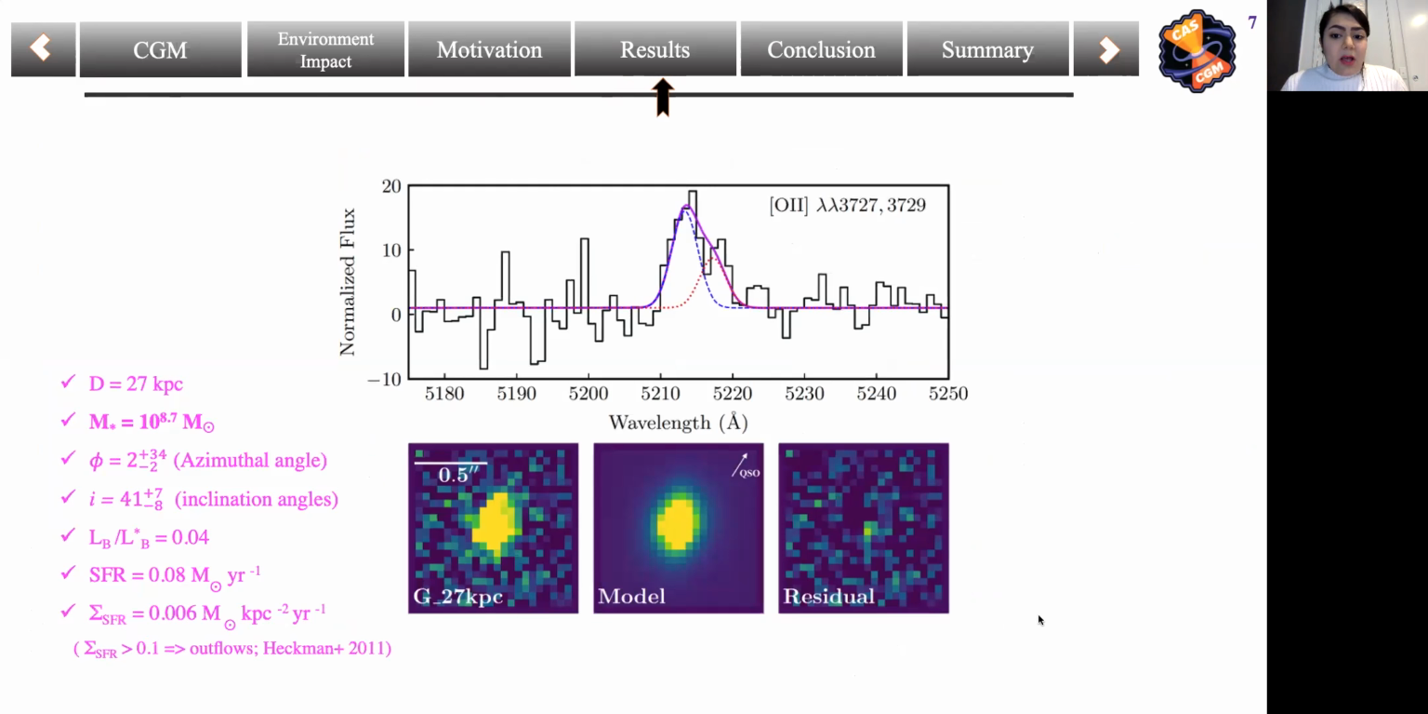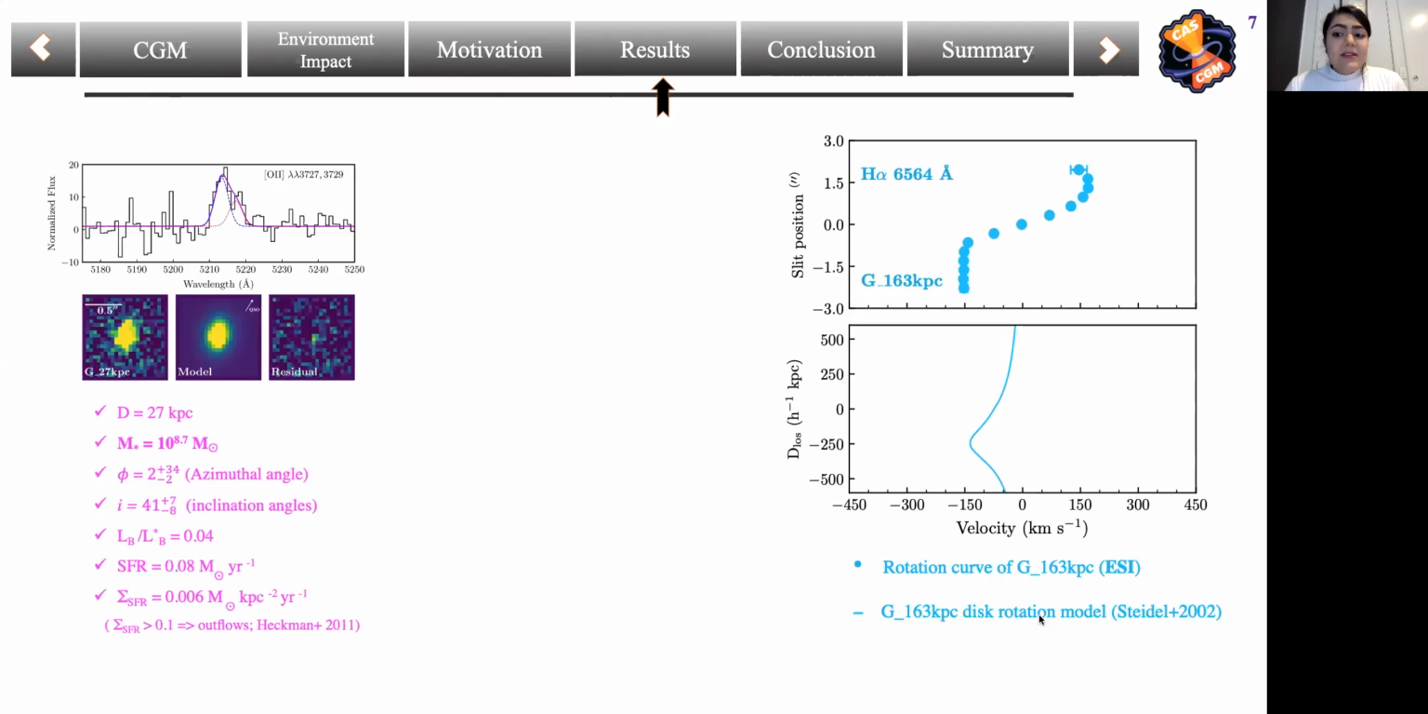On the right-hand side, the rotation curve of the massive star-forming galaxy is shown in the top panel. The rotation curve is extracted using the ASI spectrum of this target, and we have also used a co-rotating thick disk model to obtain the rotation velocity through the halo along the quasar line of sight, which is shown in the bottom panel. We have also constrained the rotation direction of the dwarf along the quasar line of sight using its KCWI spectrum.